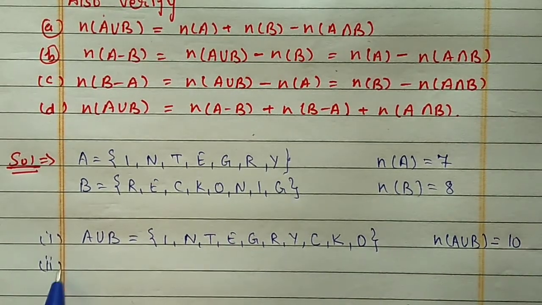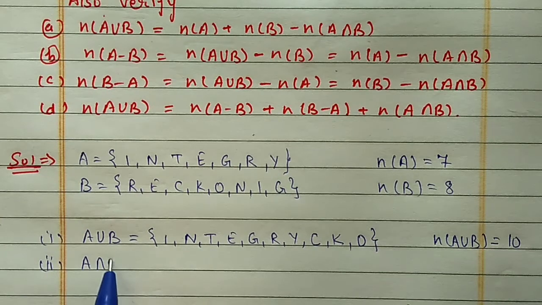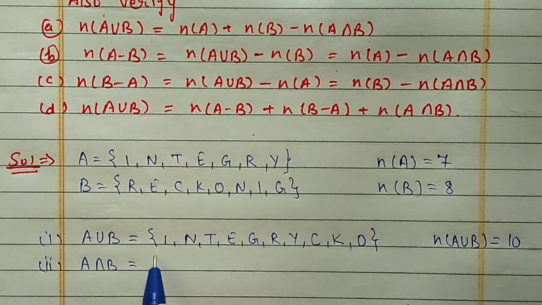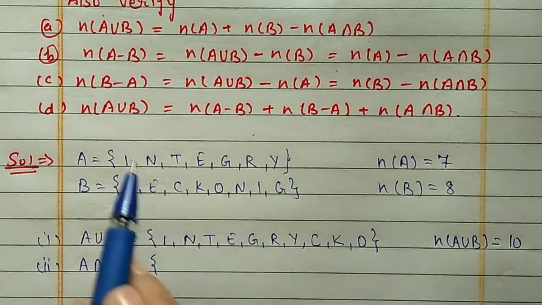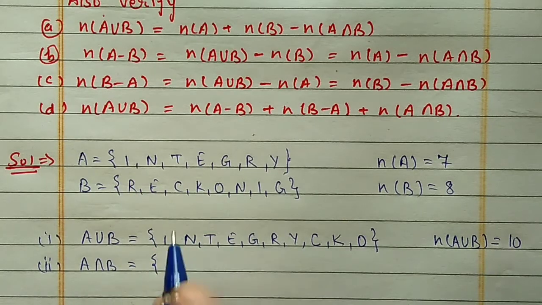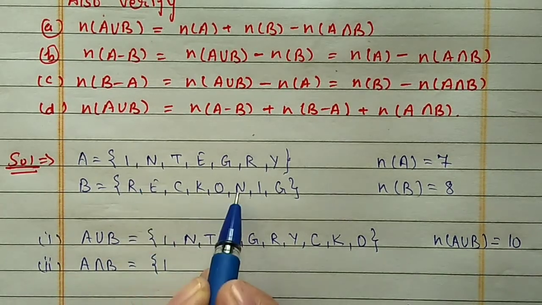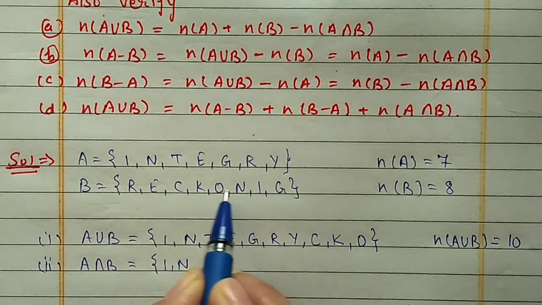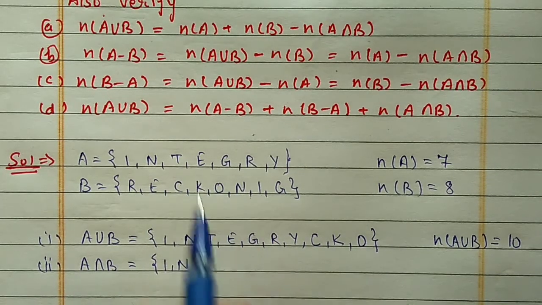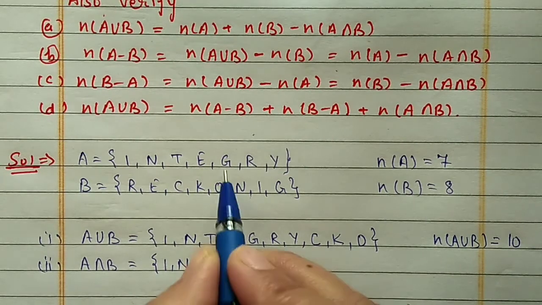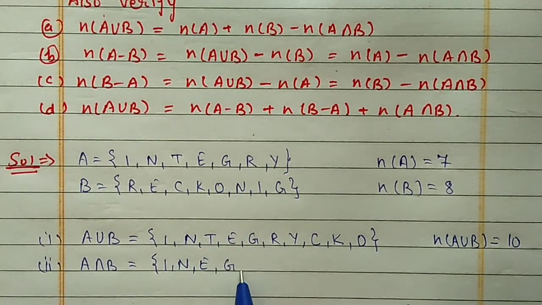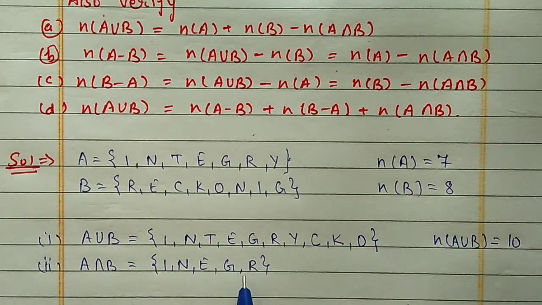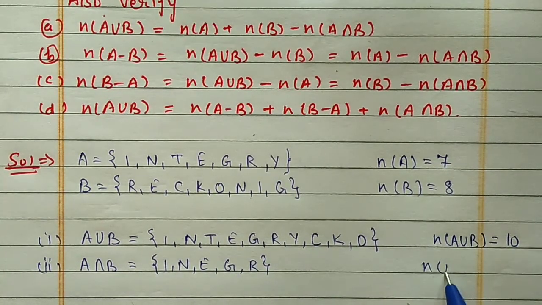Second part we have to find out A intersection B. So which all are the common elements in A and B. So you can see I is there in both, then N is also there, T here it is there but down it is not there, then E it is there, G also is there, and R also is there. So we have 5 elements in common. So the cardinal number of A intersection B is 5.